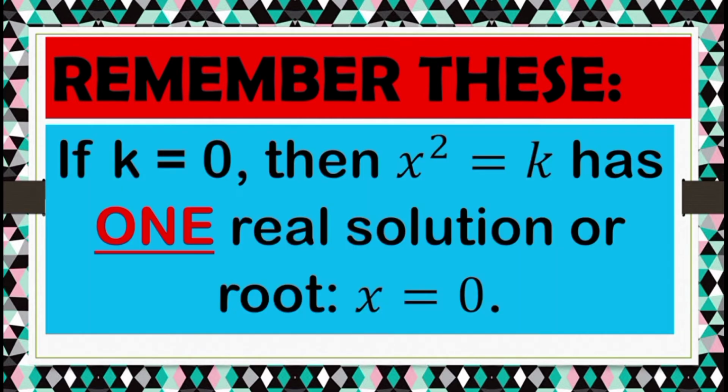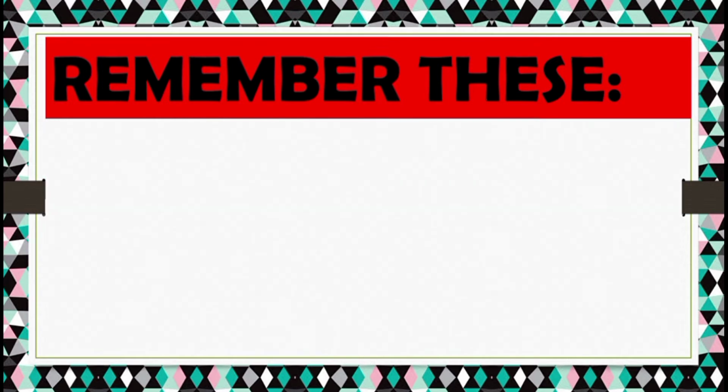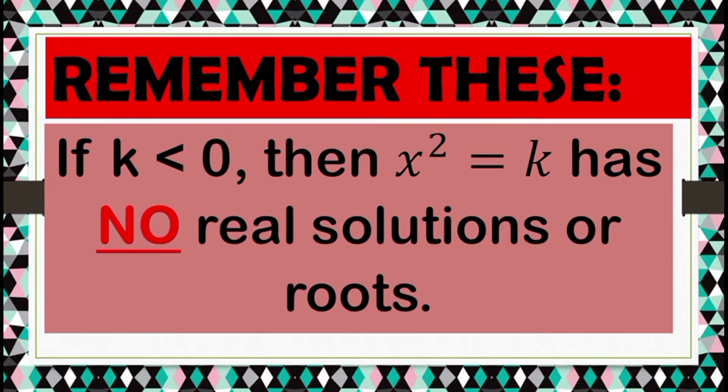Second, if k is equal to 0, then x squared equals k has 1 real solution or root, and that is x is equal to 0. Third, if our k is less than 0, then x squared equals k has no real solutions or roots. Meaning, if our constant is negative, then there will be no solutions or roots in our quadratic equation.